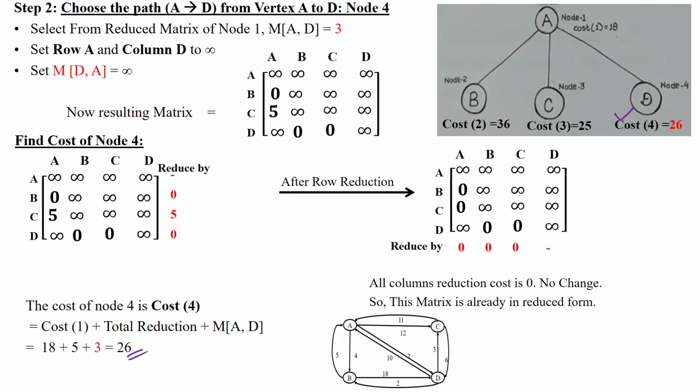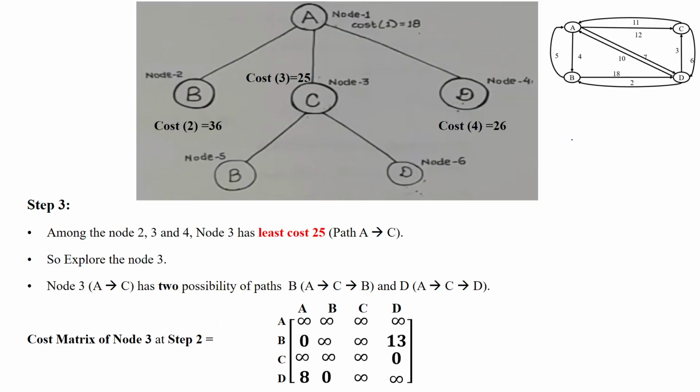After this, we have to select the least cost node among 36, 25, 26. The least cost is 25, so we have to explore only node C. You can explore B and D also, but you will not get the optimal, minimized cost. So you can kill these two paths and explore node C. Now we are going to explore node C. A is already visited, C is already visited, so the only remaining two possibilities are B and D.